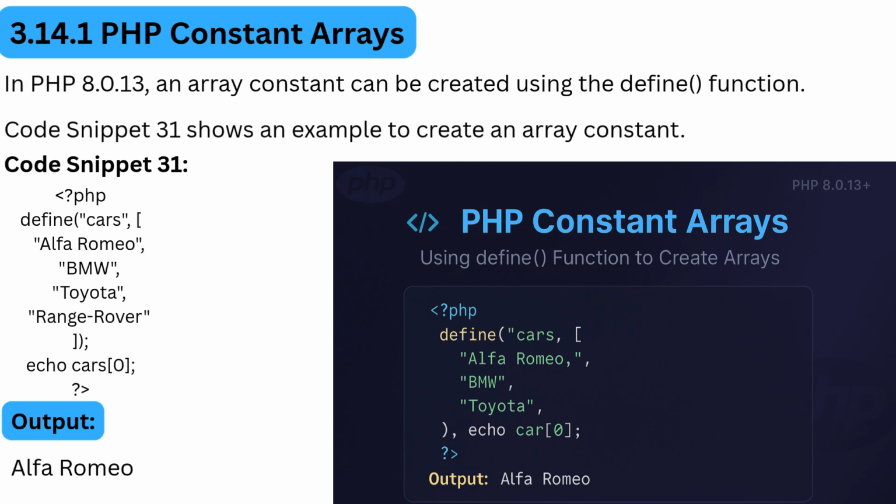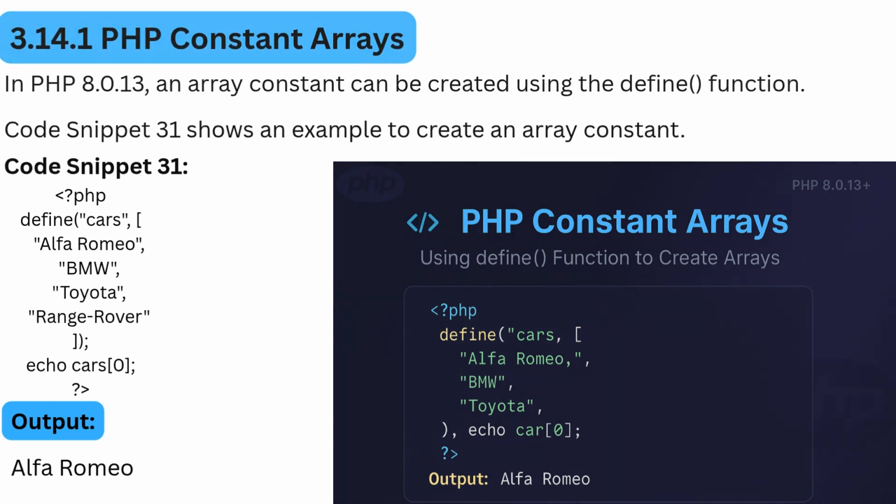So, to summarize this part, in PHP 8.0.13 and above, the define function can now create constants that hold arrays. This feature makes it possible to group multiple related constant values together, improving code clarity and reducing repetition. In our example, the array constant cars stored multiple car names, and by echoing cars[0], we successfully displayed Alfa Romeo as the output. This enhancement shows how PHP continues to evolve, bringing modern features that make coding more efficient, clean, and developer-friendly.